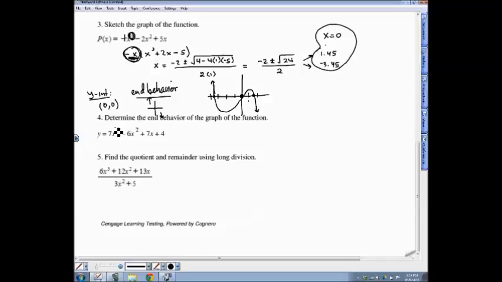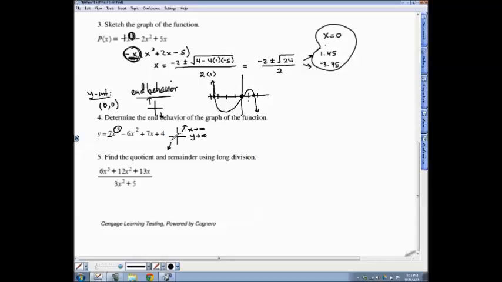Question 4, determine end behavior. This is another degree 3. And since the leading coefficient is positive, we know the right side is going up and the left side is going down. But the way that you describe or notate this is using x's and y's. So considering the right side, if you think about points on the graph traveling from left to right, x values are getting bigger and bigger, which means they're approaching infinity. And the y values are also getting bigger, which means y is approaching infinity.